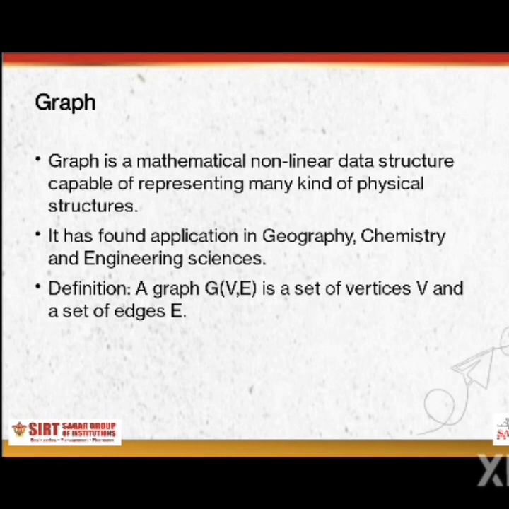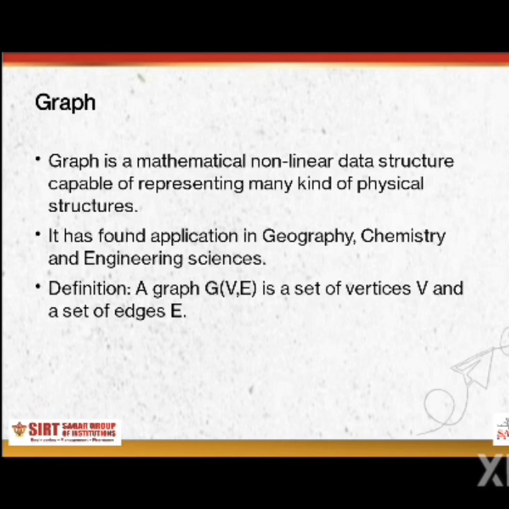So graph is another type of non-primitive data structure. There are different types of graphs we use: connected graph, fully connected graph, and many more. We can define a graph by V and E. V is called vertices, E is called edges. A graph is a mathematical nonlinear data structure capable of representing many kinds of physical structure. It has found application in geography, chemistry, and engineering science.